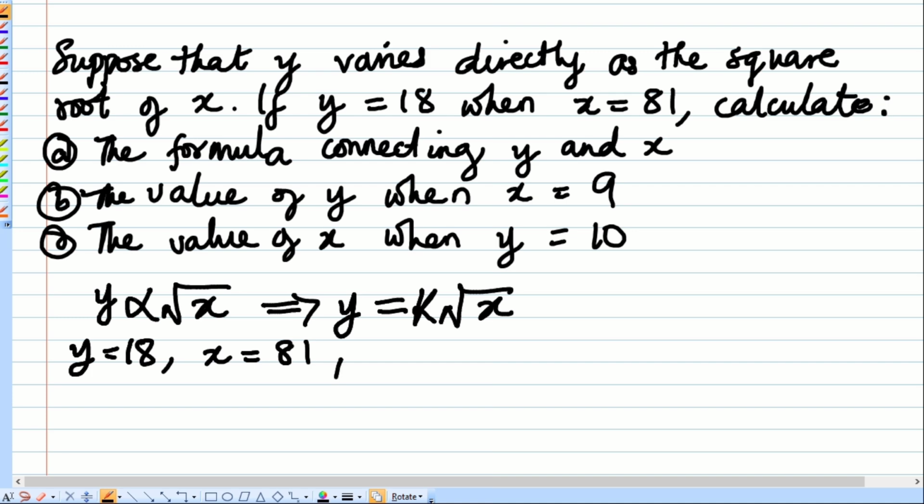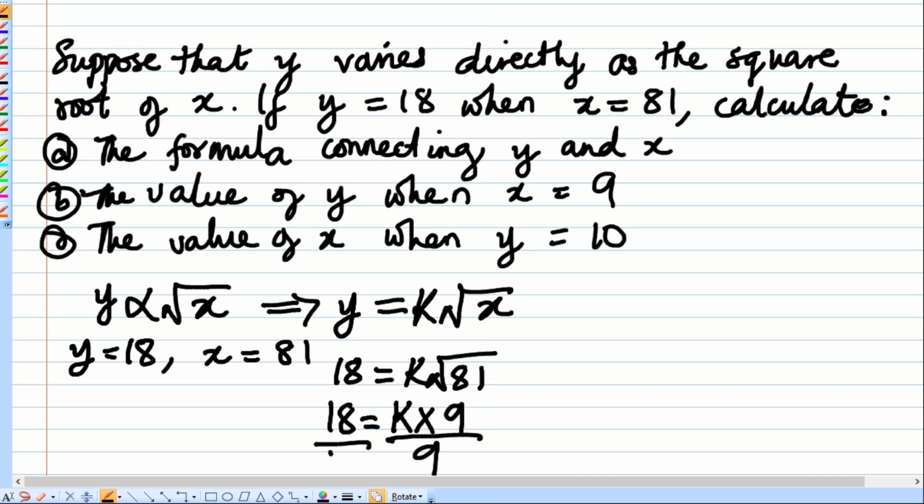So from here we have 18 is equal to the constant, which is what we're looking for now, times the square root of x, which is 81. So we have 18 is equal to k times the square root of 81, which is 9, since 9 times 9 is 81. So we have times 9. So we just divide both sides by 9 to get k. So this will cancel out. So you see that k is equal to 18 over 9, which is 2. So we're done. Our k is 2.